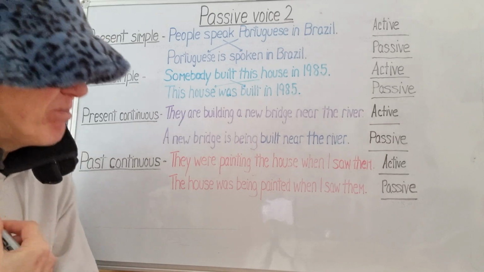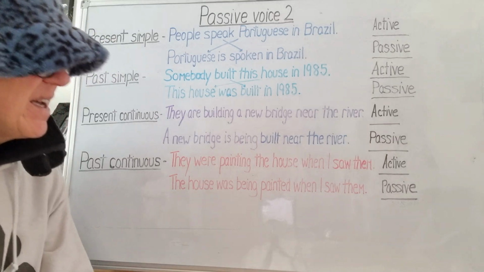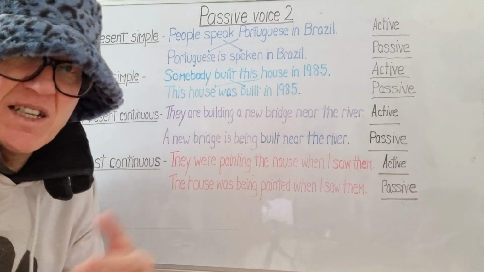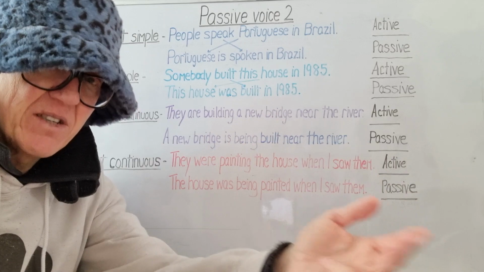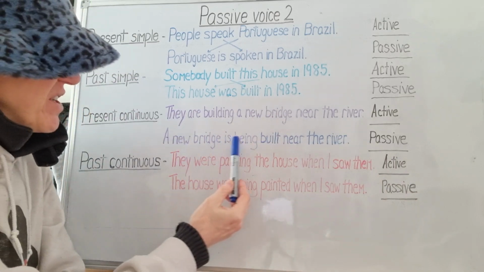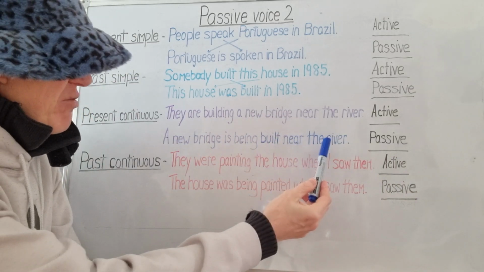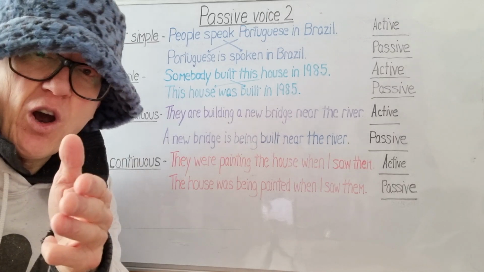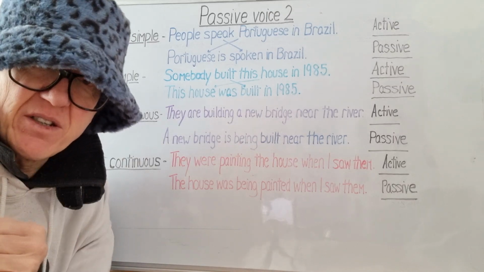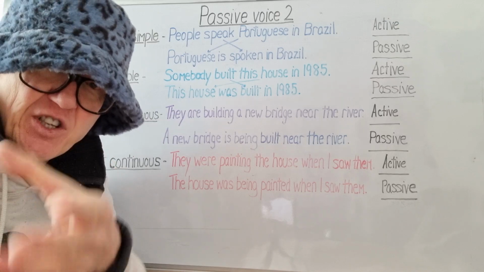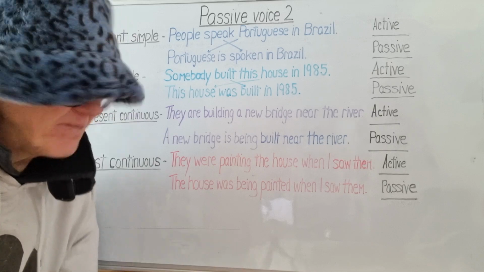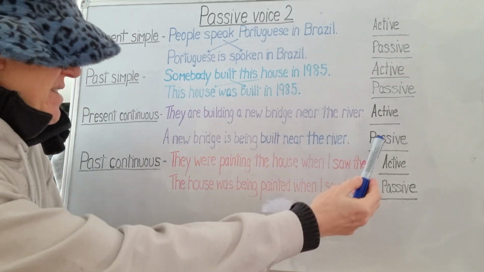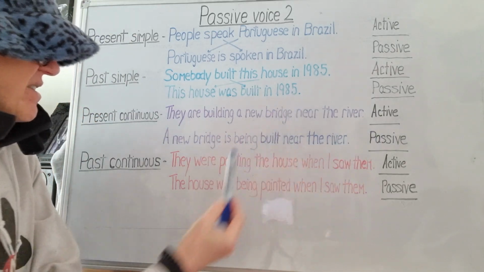Okay? I am being. You are being. He is being. She is being. It is being. And then the past participle. A new bridge is being built near the river. For example, you are being taught. Okay, it's passive. I am teaching you. You are being taught. Lovely. That's the passive version of this sentence, okay?